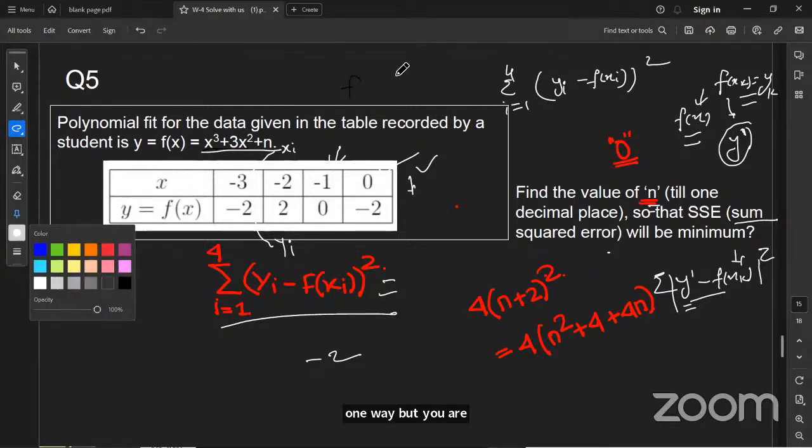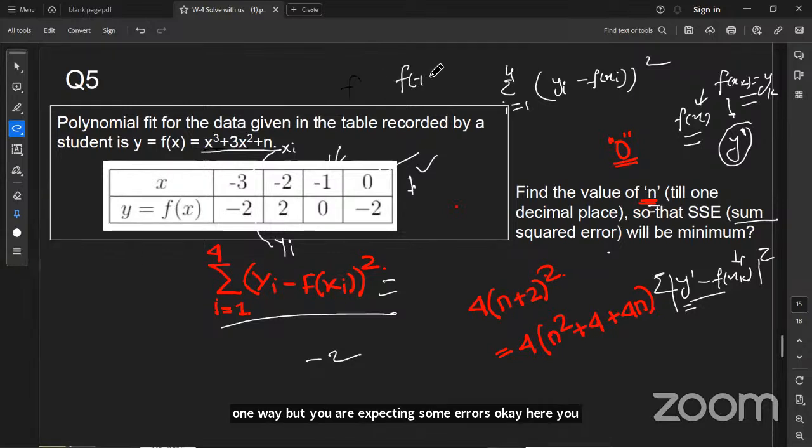Someone coming to me will say, just satisfy this equation, you will get n is equal to -2. But here you are expecting that this machine is giving you some error, and according to that error, you need to minimize that error, what will be the value of n, right? Excuse me, sir, SSC is always minimum error? No, not always. Not this particular question. For this, SSC means sum of squared error. For this question, you need to minimize this error, or for minimizing this error, what will be the value of n that you need to find?